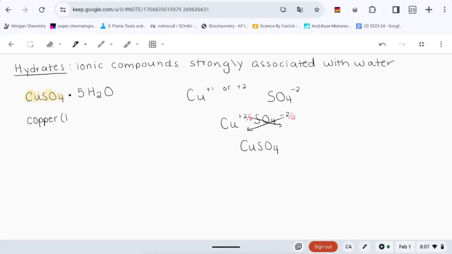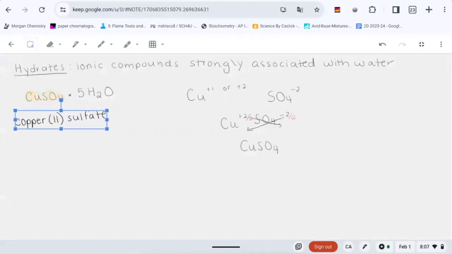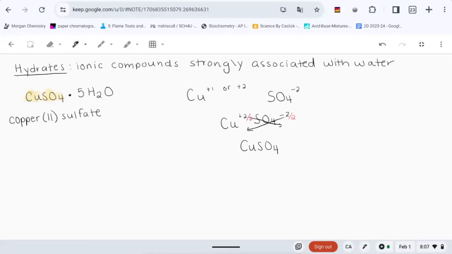So it will be copper 2 sulfate. You can buy copper 2 sulfate as what's called a hydrate. And a hydrate just means it has a dot in the middle, meaning it's not one compound. It's CuSO4·5H2O. It's associated so strongly with those H2Os that they're connected, but they're not bonded together.